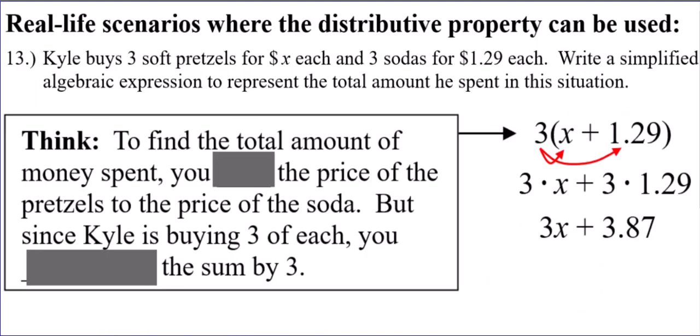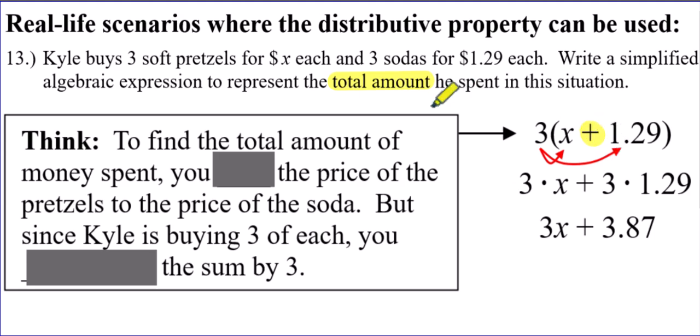Okay, last thing we're going to look at are some real-life scenarios where the distributive property can actually be used. Follow along with me. Kyle buys 3 soft pretzels for X dollars each and 3 sodas for $1.29 each. Write a simplified algebraic expression to represent the total amount. Ladies and gentlemen, underline or highlight this. Total amount is where you add things together.